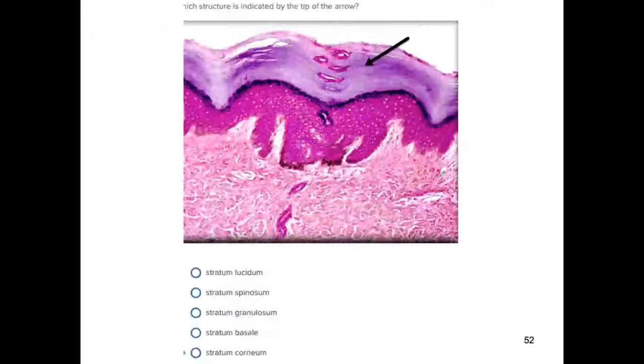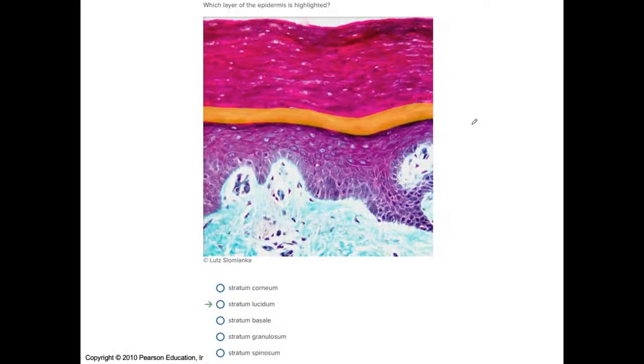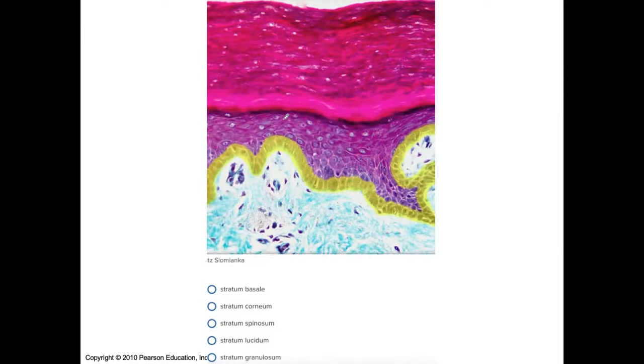Okay, let's see where we are here. So what is this layer where the tip of the arrow is? It's this here, which is 25 to 30 layers of stratified squamous. That's your stratum corneum. Then you have this highlighted area here, the yellow, Cher loves, so that's stratum lucidum. And then Cher loves getting skin.